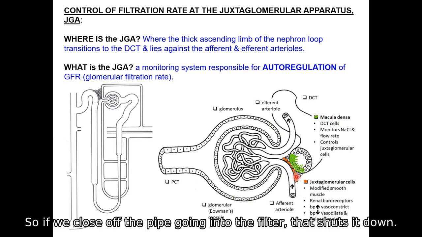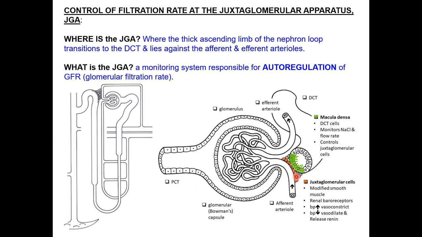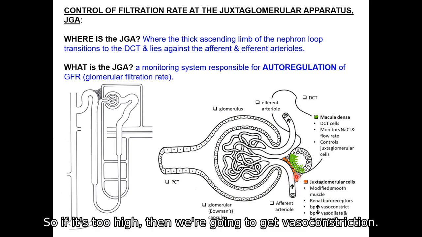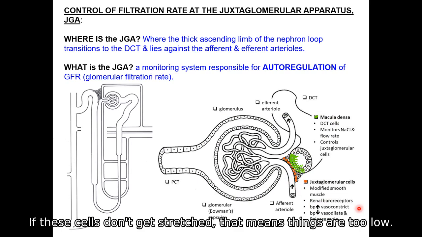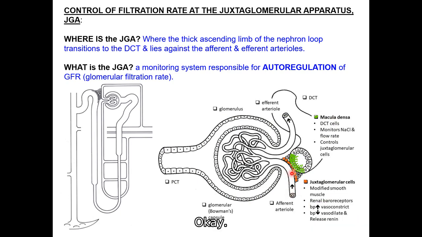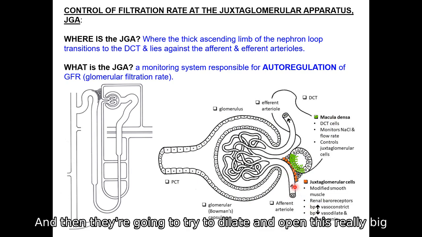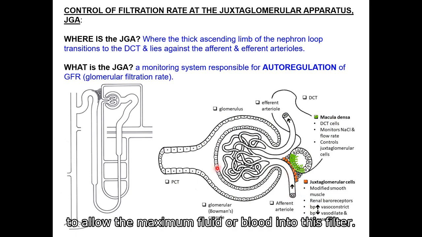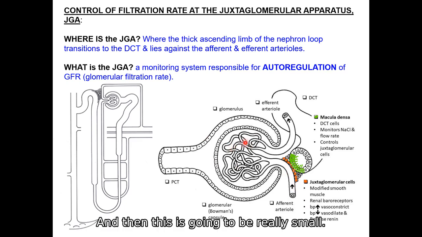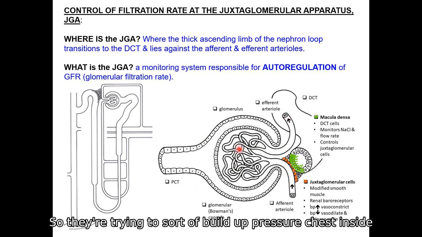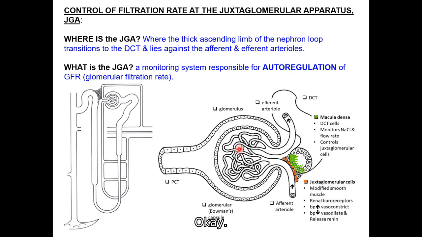Okay, so if we close off the pipe going into the filter, that shuts it down. If it's too high, then we're going to get vasoconstriction. If these cells don't get stretched, that means things are too low. Then they're going to try to dilate and open this really big to allow the maximum fluid or blood into this filter. And then this is going to be really small, so as to build up pressure. So they're going to try to build up pressure just inside their own little filter. Okay, so that's what the juxtaglomerular cells do.